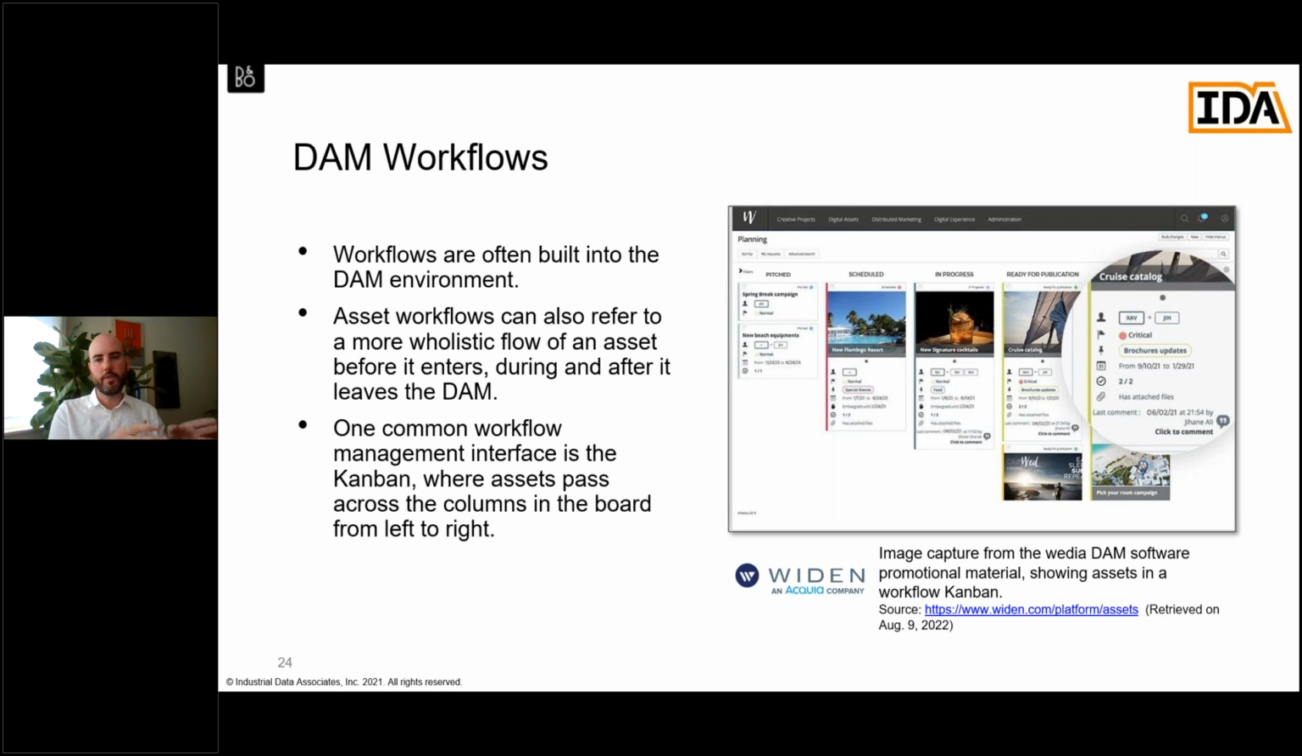If you're producing a product catalog, which we've seen clients do with Widen, it's, do we have the items? Do we have the linked images? Do we have the articles? Is it ready for publication? Oftentimes these workflows are illustrated using a Kanban. So in this example from Widen, you can see a Kanban with different columns for pitch, scheduled, in progress, ready for publication.